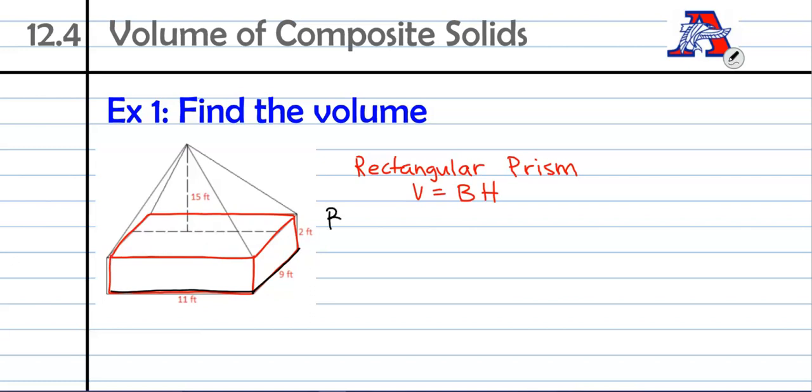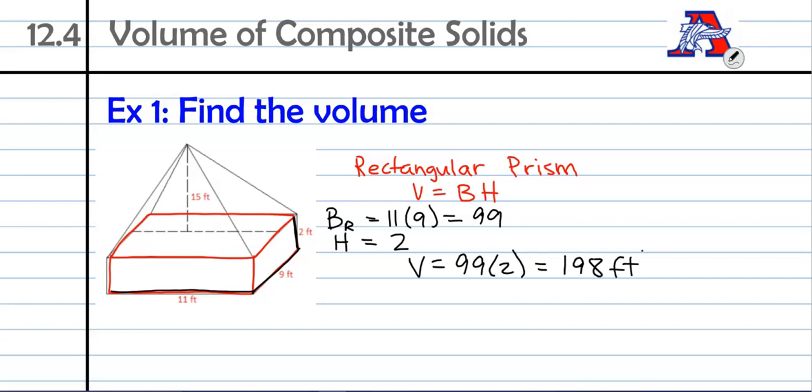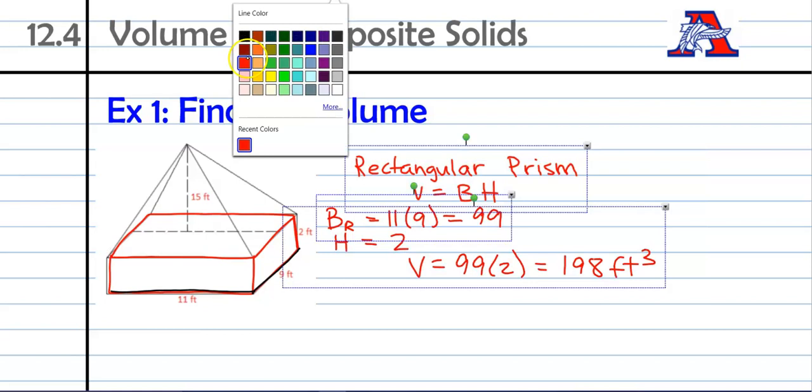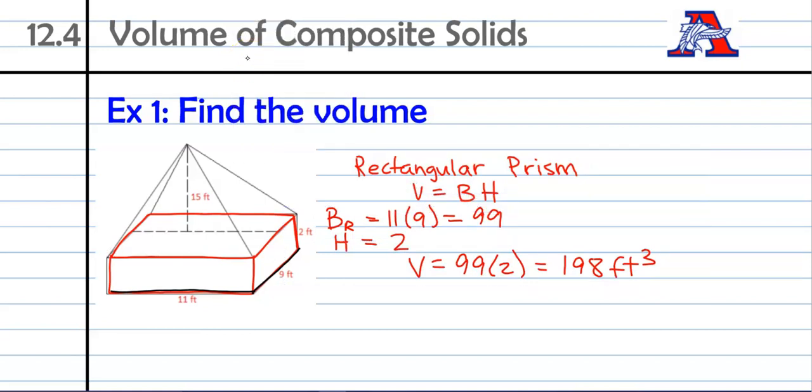My base is a rectangle, and it is 11 by 9, so it's 99 square feet. I'll just leave it as 99 for now. And then the height of that one is 2 feet. So the total volume is 99 times 2, which is 198 feet cubed. I meant to keep all of that red, so I'm going to go back and change that. Okay, so that one's done.